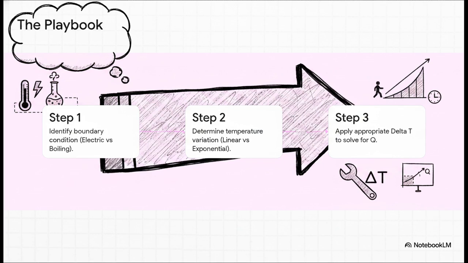Step 1, read the prompt carefully and identify your boundary condition. Step 2, visualize the temperature variation. Are we talking about a straight linear slope or an asymptotic curve? And step 3, pick your tool. If it's linear, basic algebra works perfectly. If it's an asymptotic curve, you immediately bring out the LMTD.